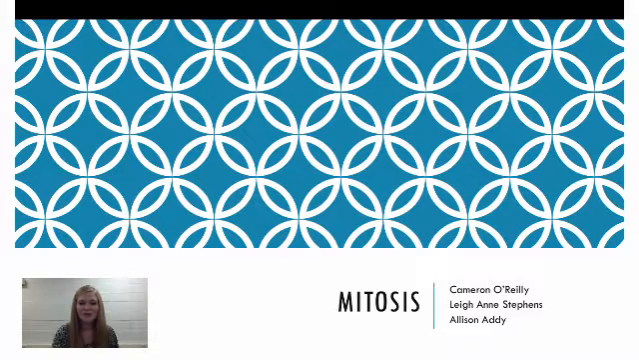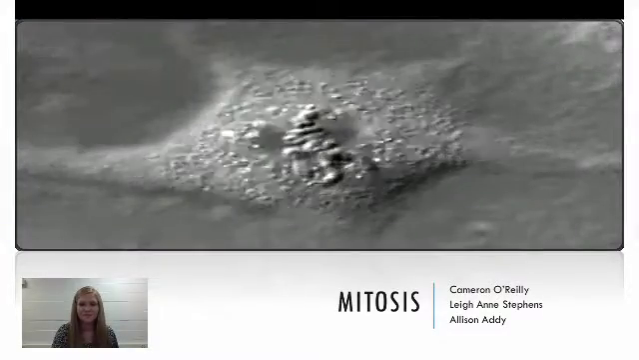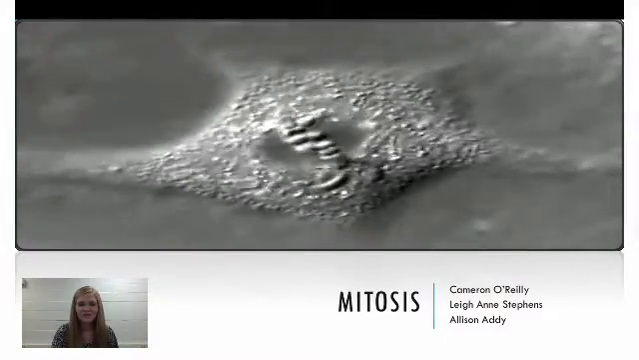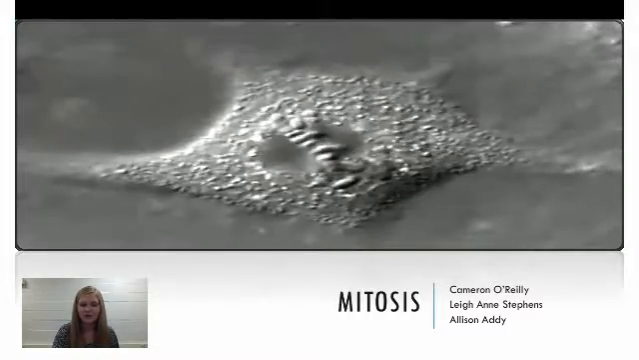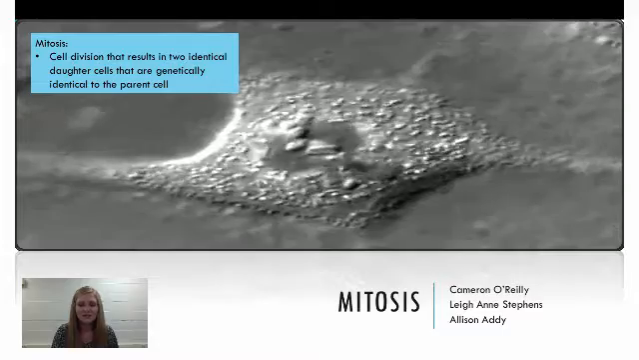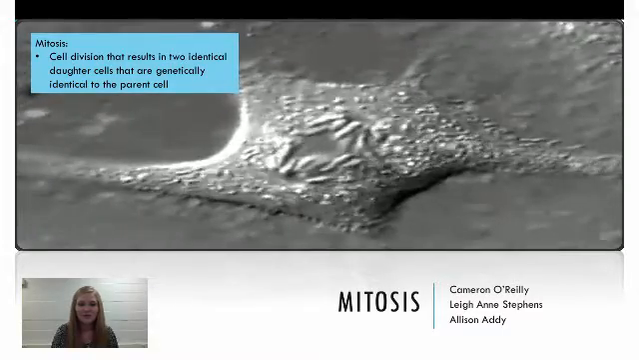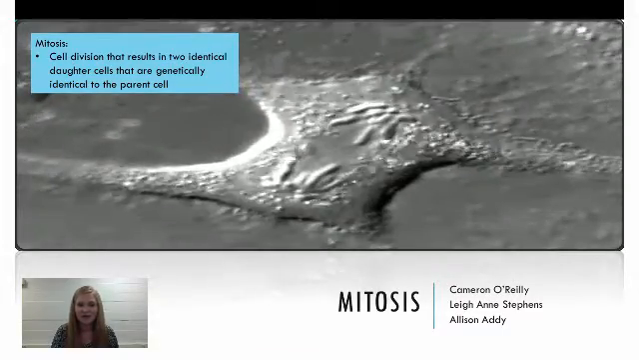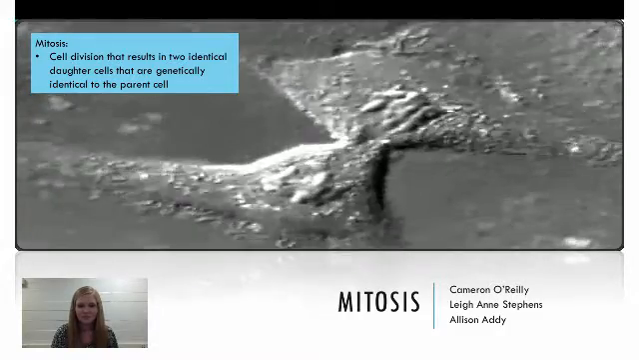So we've prepared a video to go over the process of mitosis because tomorrow in class we'll be doing a lab examining onion root tips under microscopes to see the process of mitosis in action. So you can see in this video clip a cell undergoing mitosis. But what is mitosis? It is the cell division that results in two daughter cells that are genetically identical to the parent cell.